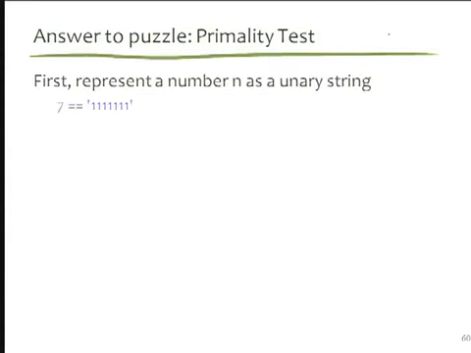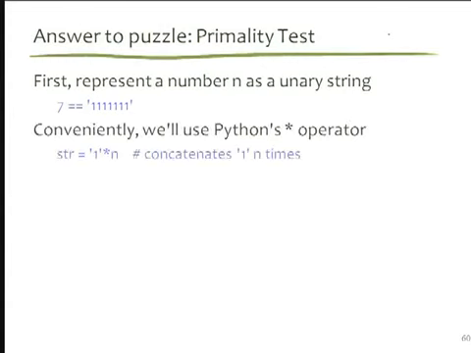And so we can express that conveniently in Python, by the way, with 1 times the number that we care about, because the star here concatenates the string n times, okay? So far, so good. Now, how do we test for primality of this number?